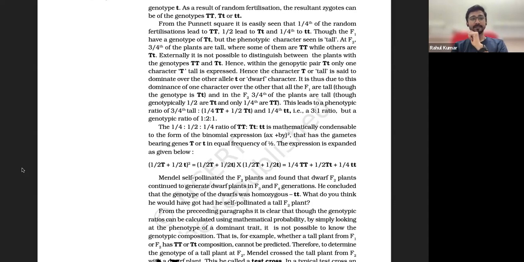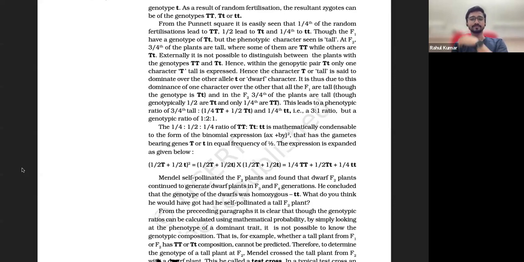This leads to a phenotypic ratio of 3/4 tall, 1/4 homozygous... It could be a homozygous small t also, right? Small t, small t. So yes, 1/4 are homozygous capital T. This leads to a phenotypic ratio of 3/4 tall, 1/4 dwarf. Genotypically, 1/4 homozygous dominant T, half capital T small t, and 1/4 homozygous recessive. Homozygous recessive tall? How can it be recessive and tall?